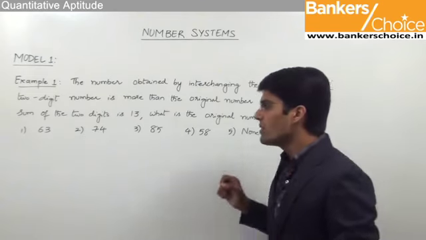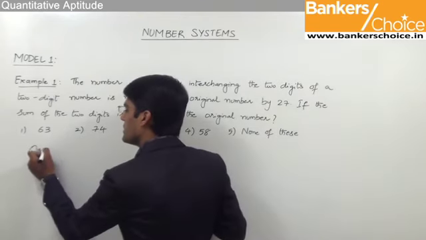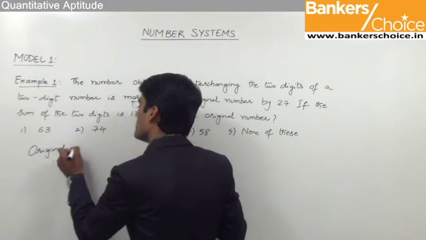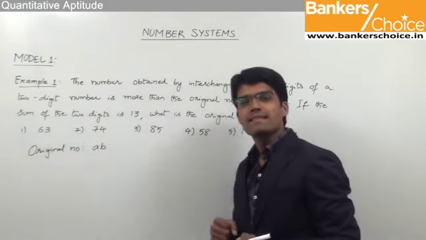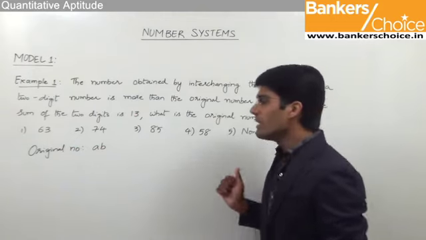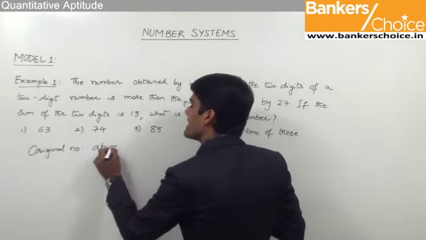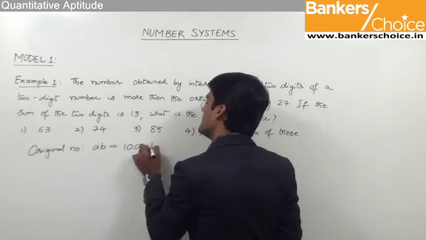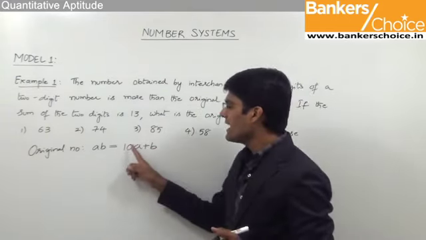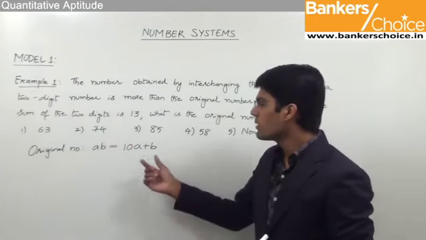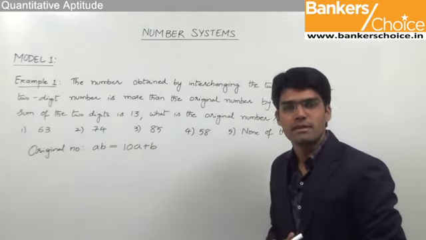Let us assume that the original 2-digit number is equal to AB. The original number, which is of 2 digits, is equal to AB, where B is the units place and A is the tens place. And as we have already learned, any 2-digit number AB stands for 10 into A plus B. Since B is the units place and A is the tens place, they have to be multiplied with 1 and 10 respectively. So this is the original number, that is 10A plus B.